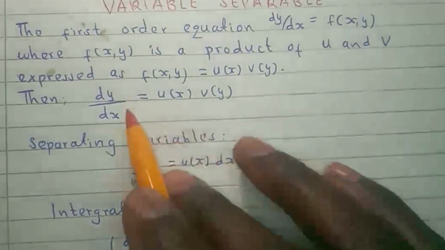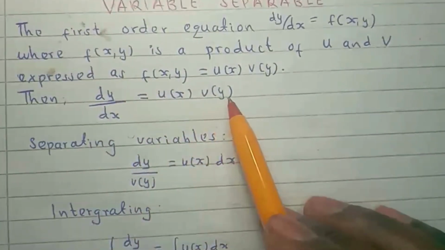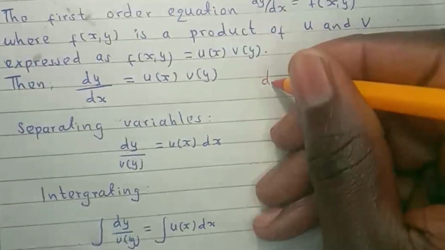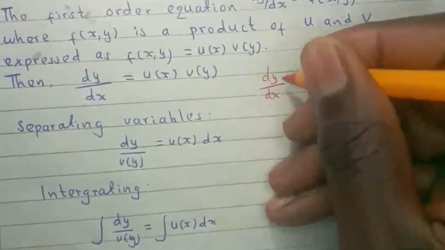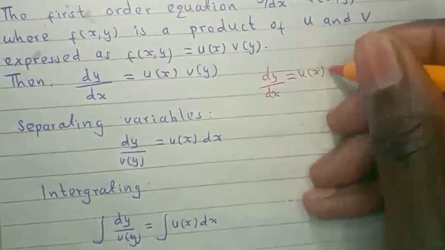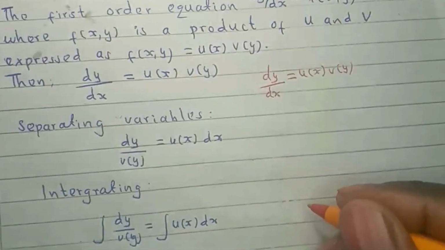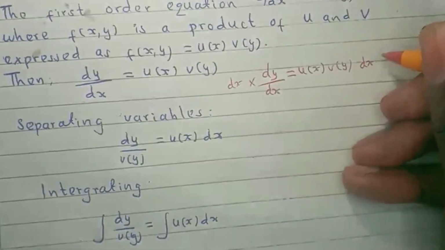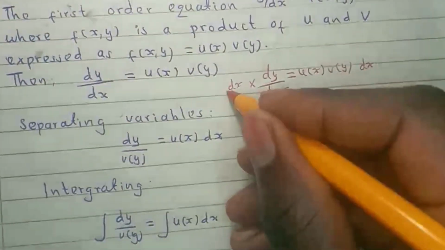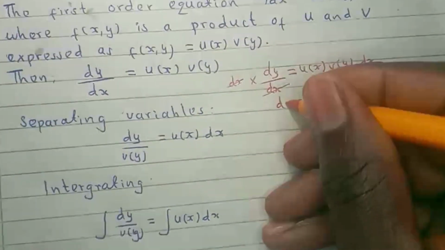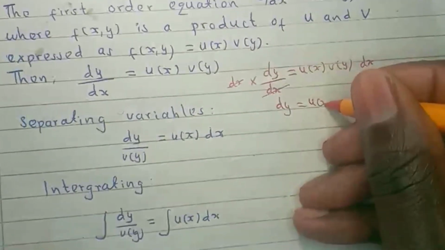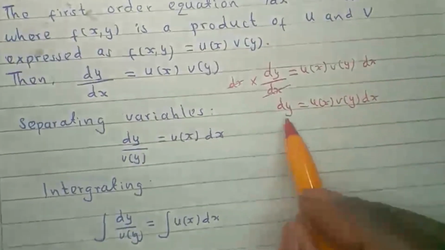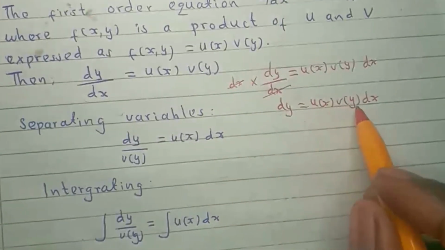For example, here we have dy dx equals u of x, v of y. To separate the variables, we multiply by dx to remove dx from this side, and we multiply this side also by dx. Now dx will cancel. We'll remain with dy equals u of x, v of y dx.